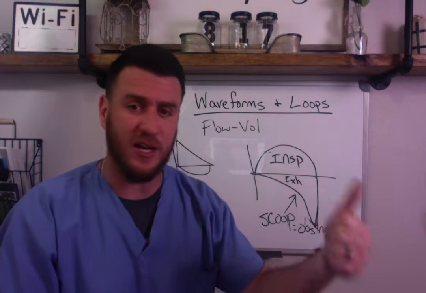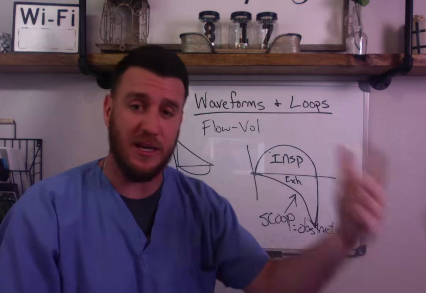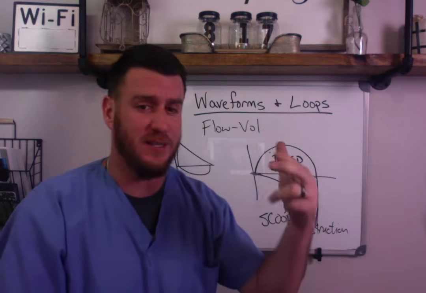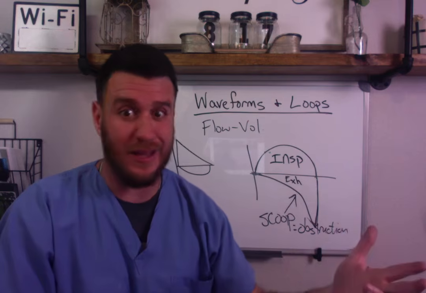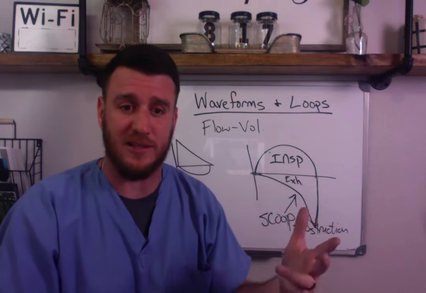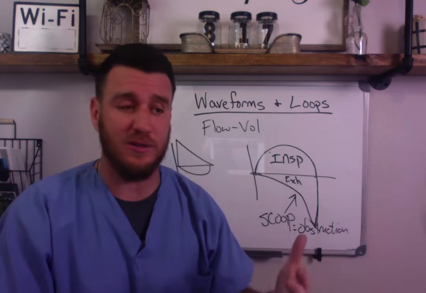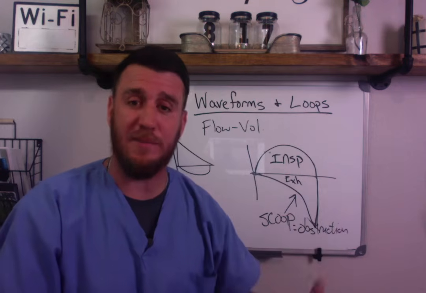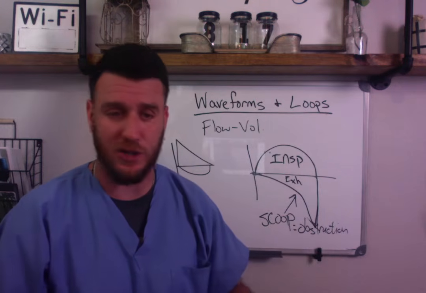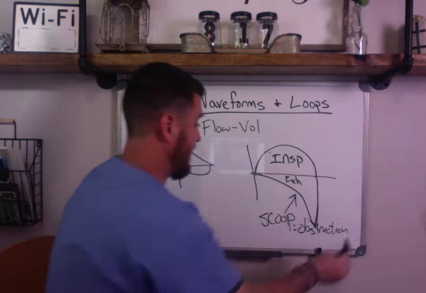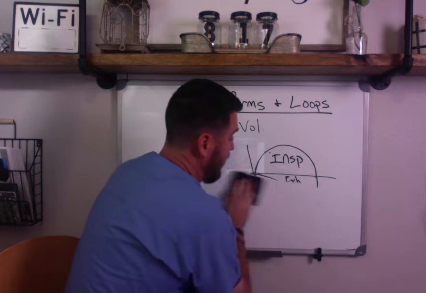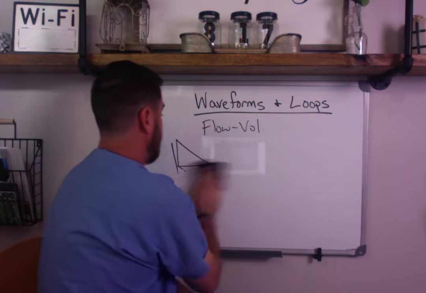If it's secretions, suction them. If it's bronchospasm, give them a bronchodilator. If it's emphysema, you really can't do anything about it. It's the disease process. If the patient's biting on the endotracheal tube, maybe you need to consider putting in a bite block or increasing sedation. So there's that, okay? Now, from here, we go to my favorite loop.